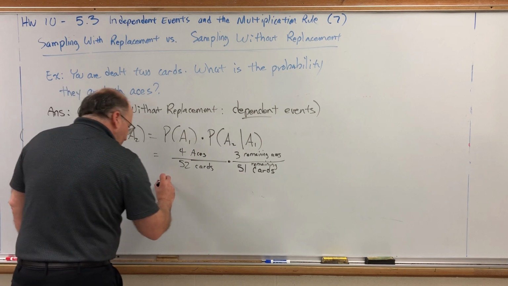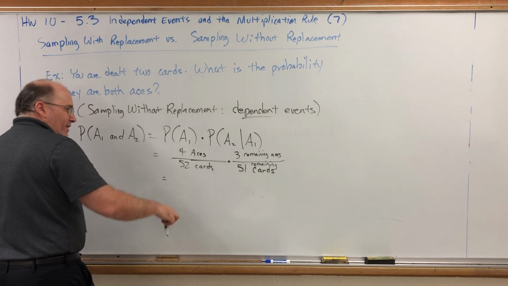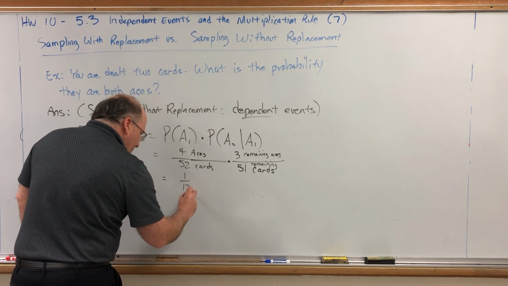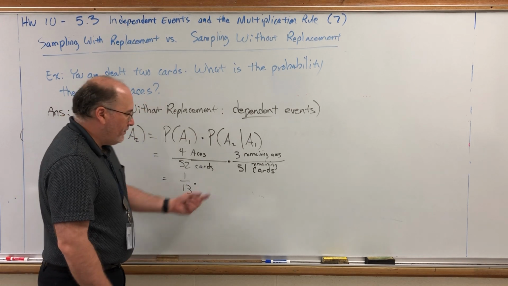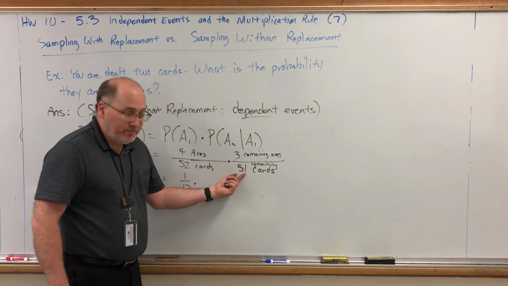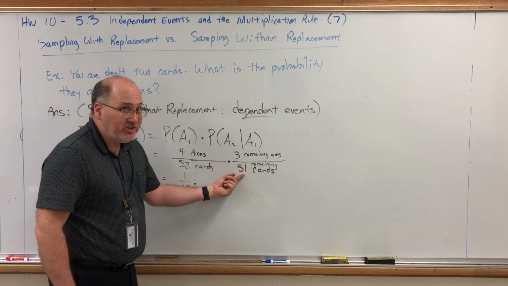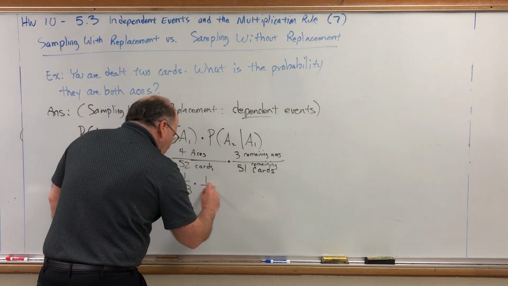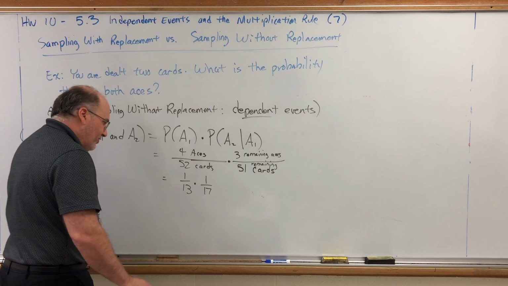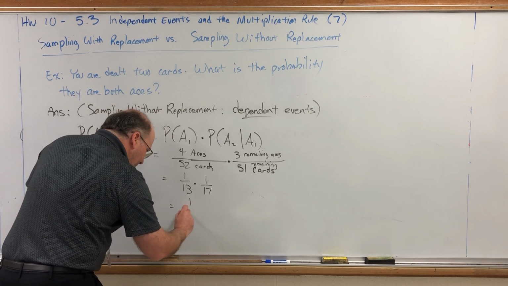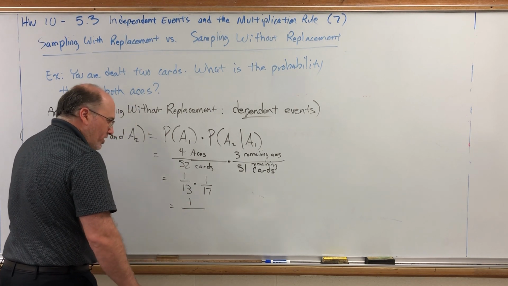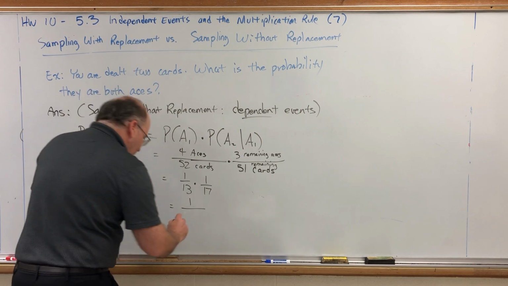By the way, both of these fractions will reduce. 4 out of 52 reduces to 1 over 13. A lot of people don't know this, but 51 is reducible by 3. 51 is 3 times 17. So the second fraction will reduce to 1 over 17. And if I multiply those, I get 1 on top. 1 times 1 is 1. And 13 times 17 is 221.